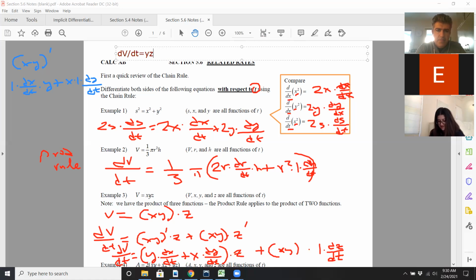yz parentheses dx dt. Space things out a little more nicely. Then you're going to have xz dy dt plus xy dz dt.